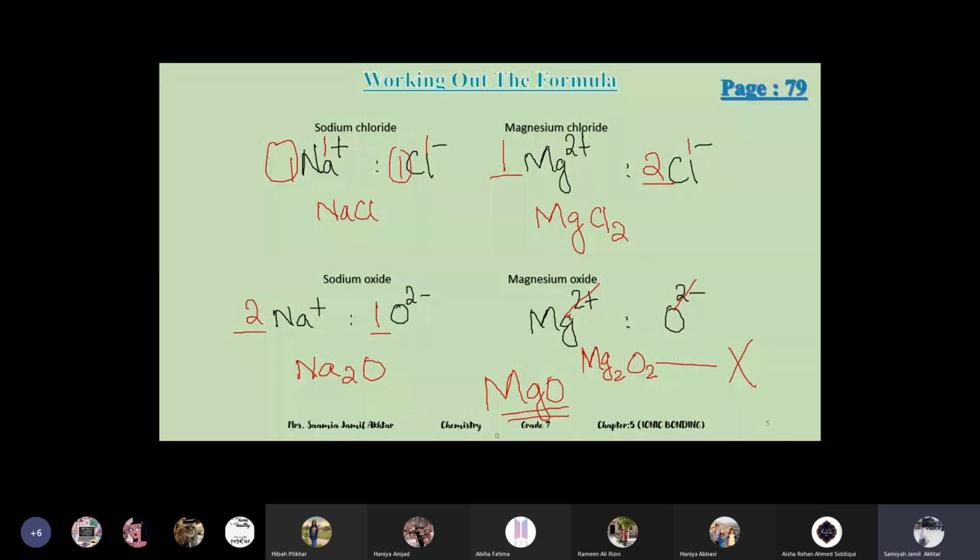Okay, so in the previous ones, magnesium chloride and sodium oxide, you have seen that we have written numbers with them to balance them. They were not balanced already, so we had to write a number to balance them. That is why the formula changed. But if the charges are already balanced, then we can simplify them and write the formula simply like this, MgO. Like NaCl, they're already balanced. We will not write any number with them.